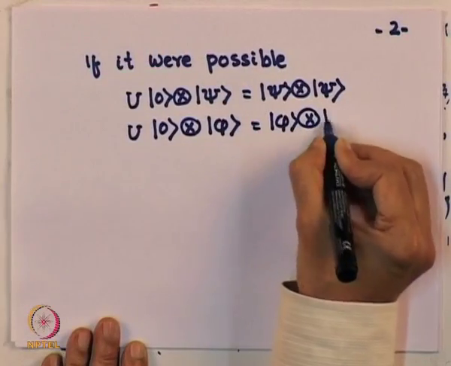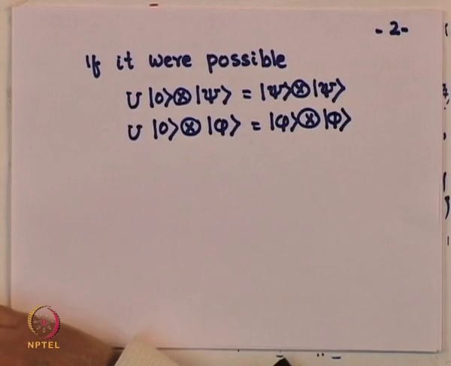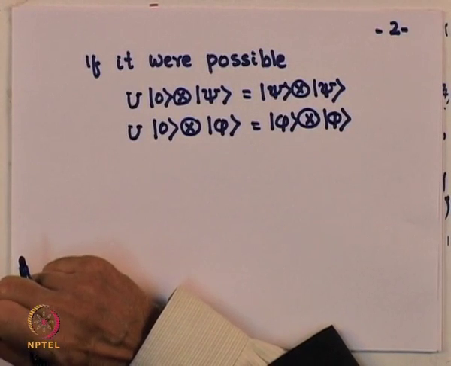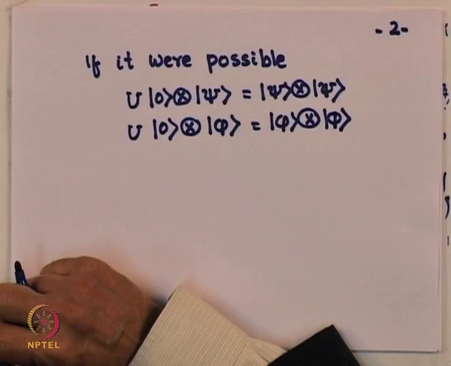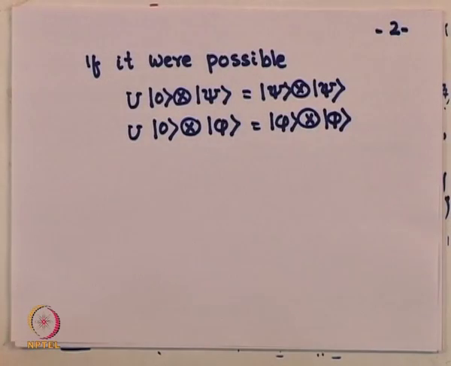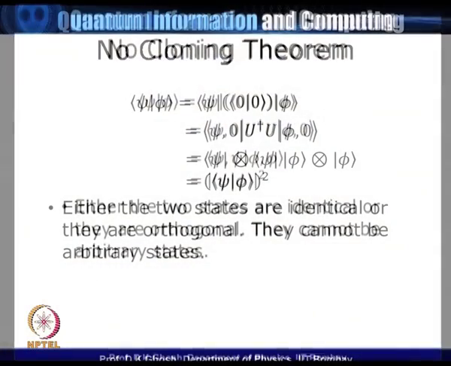Now, since I cannot talk about one type of gate specifically for duplicating a specific state, if such a unitary transformation exists, in order that it is useful, I must have the same U duplicate a different state also. So, let us suppose it duplicates some state phi as well. So, I should get phi cross phi. The argument is very similar to my Xerox machine argument. You do not have a separate Xerox machine for copying different originals. If you have a Xerox machine, it will copy both.